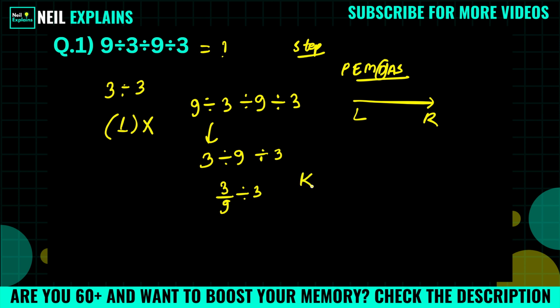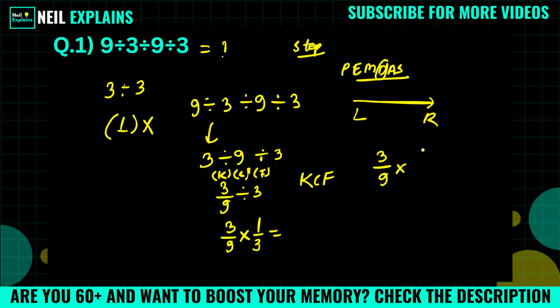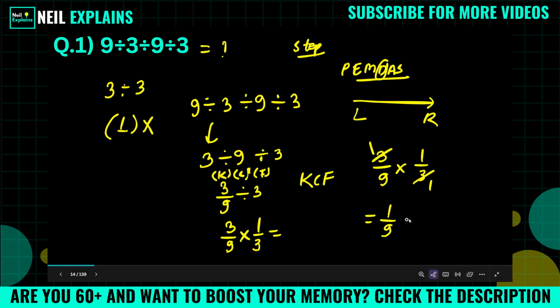We have to use the KCF rule. Keep, change, flip. So we will keep this part, change this sign or operation and flip this one. So what we get? 3 by 9 division will be changed to multiplication. 3 will become 1 by 3. So we will solve next. 3 by 9 into 1 by 3. 3, 3, 1, 1 and answer is 1 by 9.